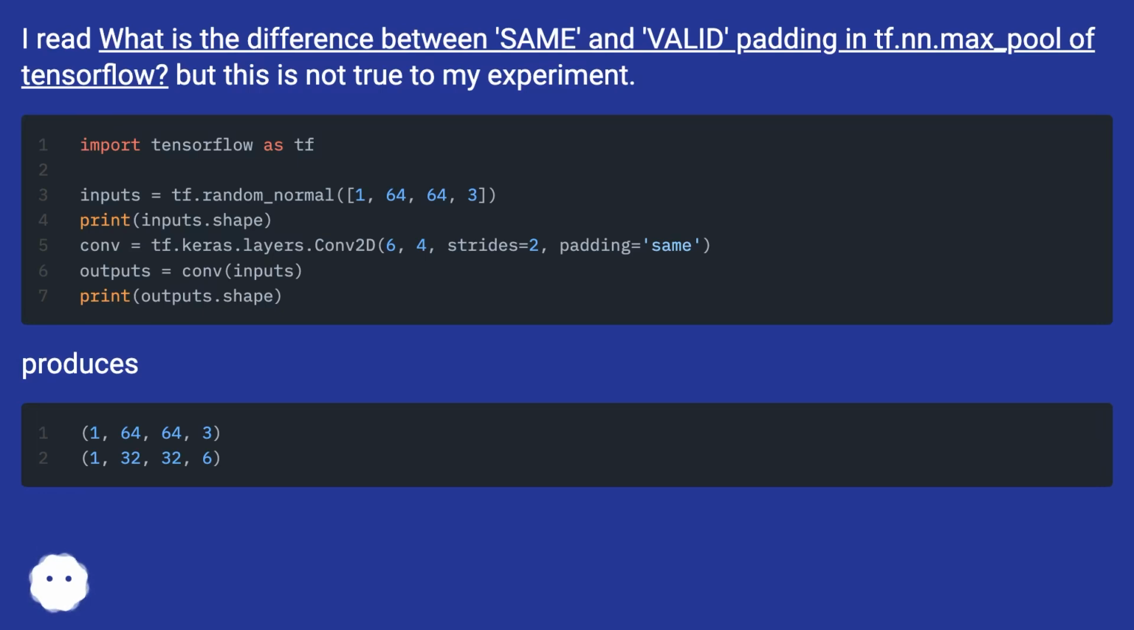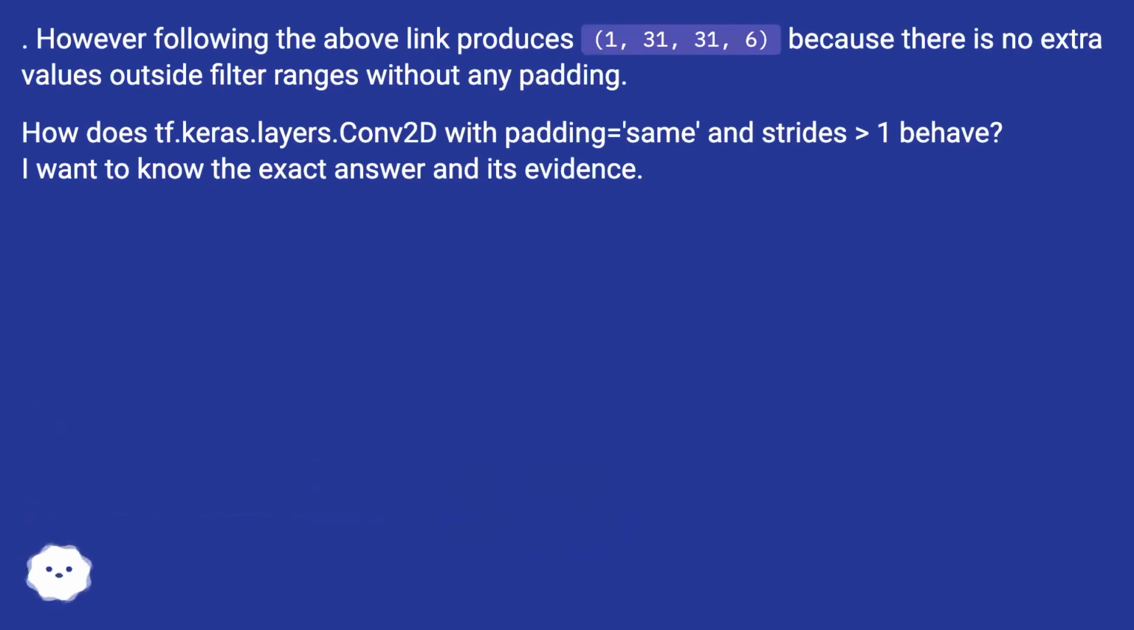However, following the above link produces 13131.6 because there are no extra values outside the filter ranges without any padding. How does tf.keras.layers.Conv2D with padding equals same and strides greater than 1 behave? I want to know the exact answer and its evidence.